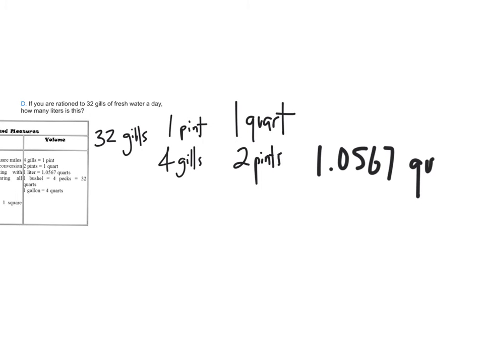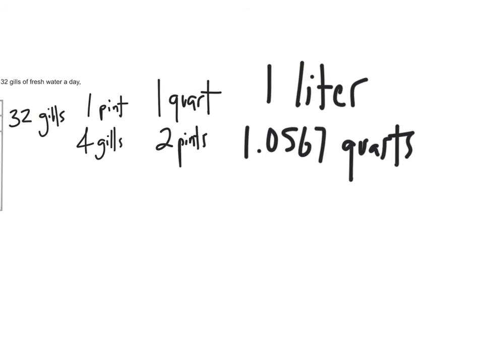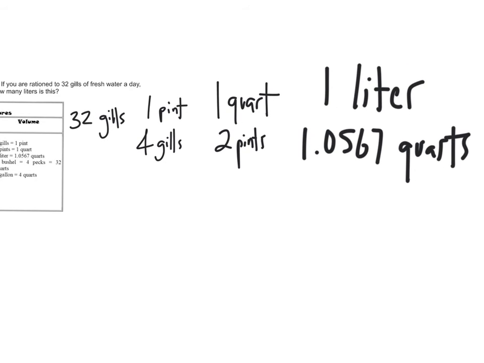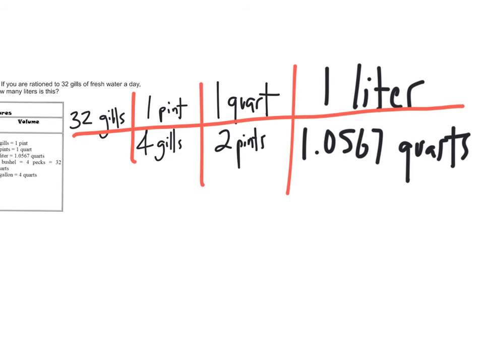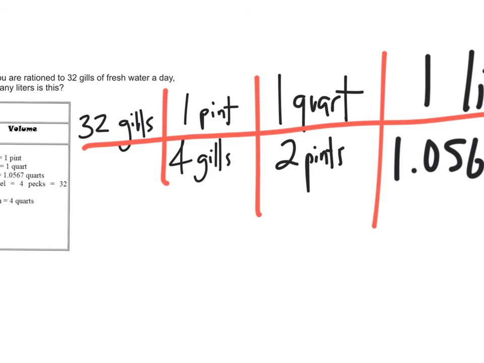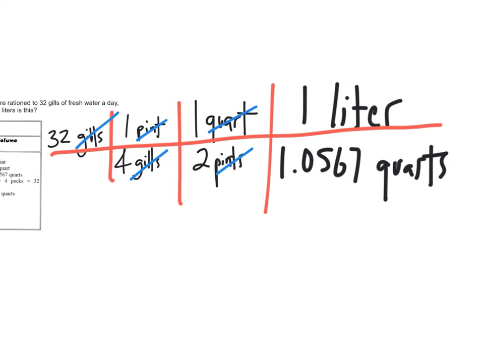1.0567 quarts is equivalent to 1 liter. Great. And so now what we need to do is create our chart. Let's do that right now. So I'm going to draw the line that's going to indicate numerators from the denominator, top from the bottom. And now let's do a little bit of canceling. I can notice that the gills cancel out from top to bottom. Pints cancel out, as do the quarts. And so we're left with one unit of measurement, and that of course is the liters.